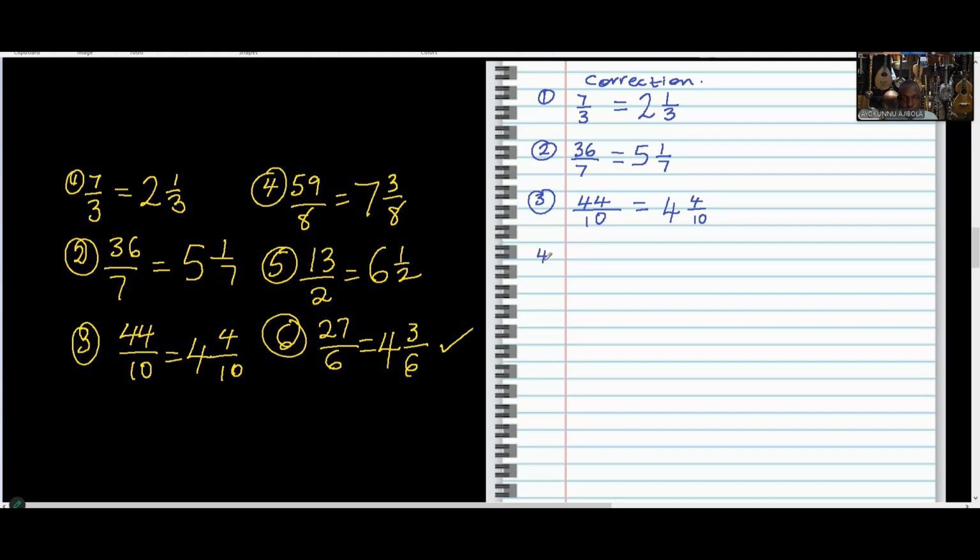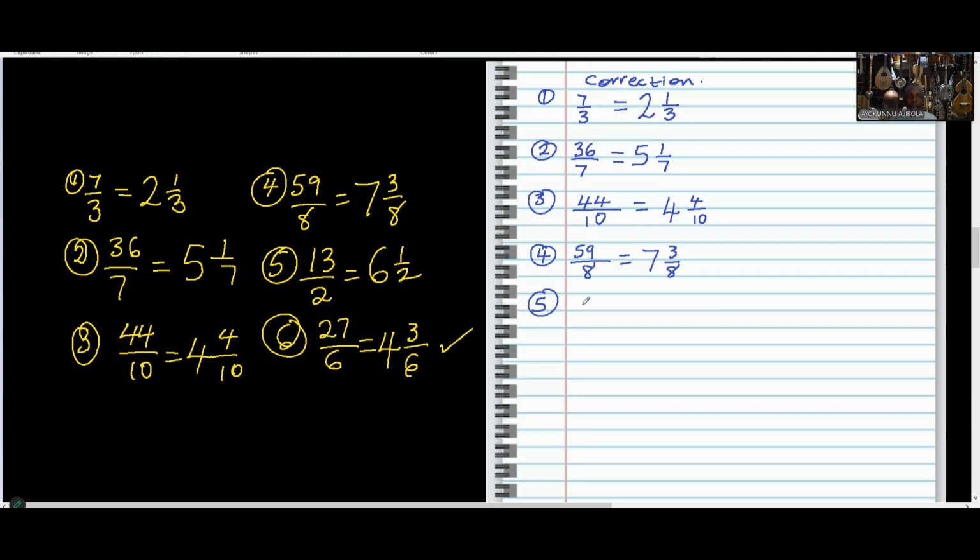Then number 4, we have 59 over 8. So this is going to be 7 whole 3 over 8. Yeah, you can start writing now because you're going to send it to me, okay?